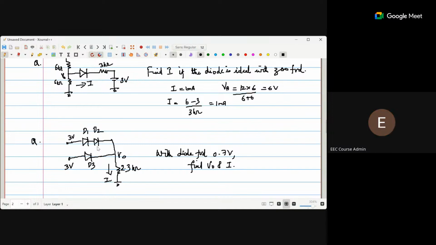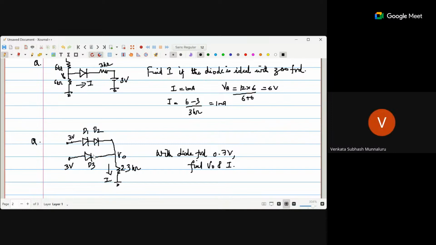How do you say D1 and D2 are reverse biased? Because together the voltage drop must be at least 1.4 to get them into forward biased. Since D3 will be getting forward biased first, there's no chance for D1 and D2 to be forward biased. If D1 and D2 are forward biased, together it will be 1.4. Anyhow, as D3 is forward biased at any cost, even if D1, D2 are forward biased or reverse biased, D3 will be forward biased.